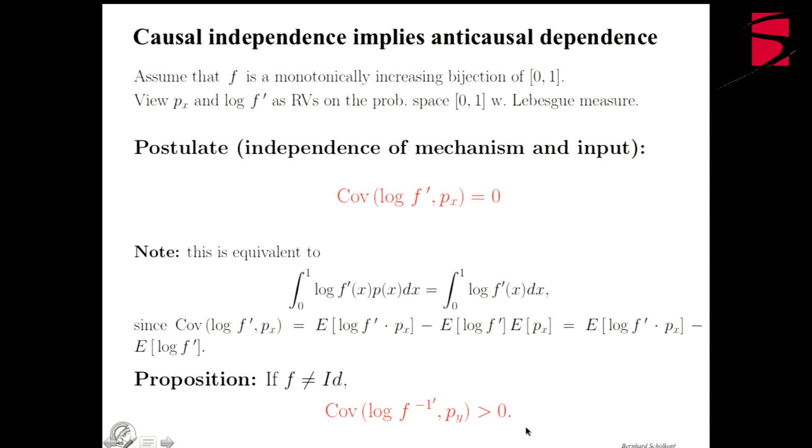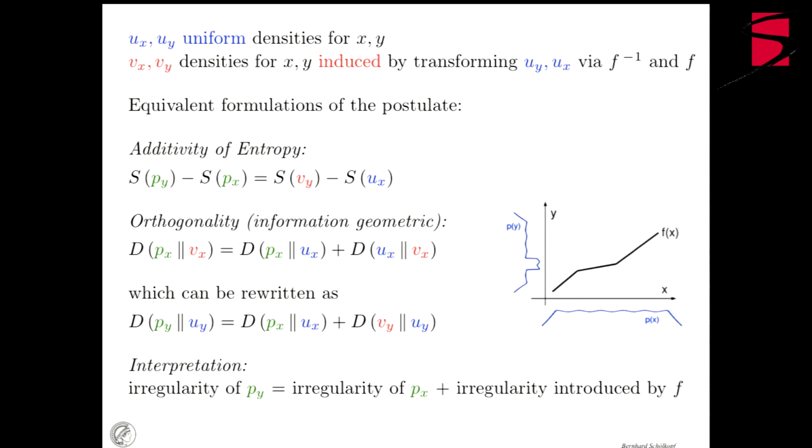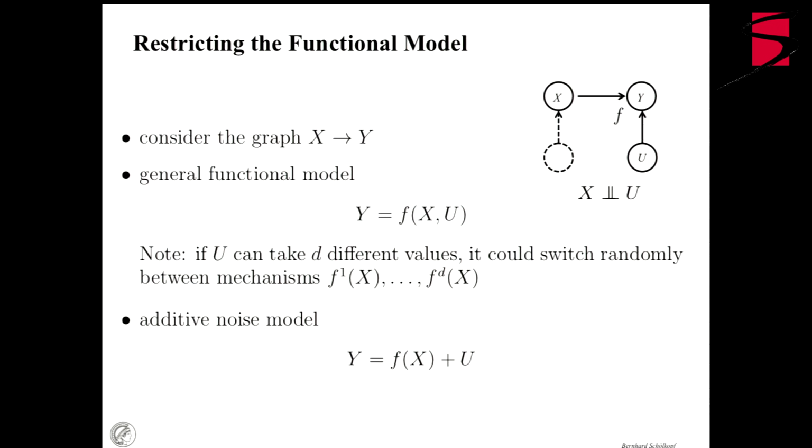And this can be analyzed in different ways, for instance, using information geometry, and can be interpreted as an orthogonality in information space. Roughly speaking, one interpretation is that the irregularity of the output distribution is a sum of two terms. One is the irregularity of the input distribution, and the other one is the irregularity introduced by the function. So that's what the function would generate if you were to feed it with a uniform input. And it turns out this is additive in the forward direction under our assumption of independence, but this additivity will be violated in the backward direction. Okay, so that's the first idea.